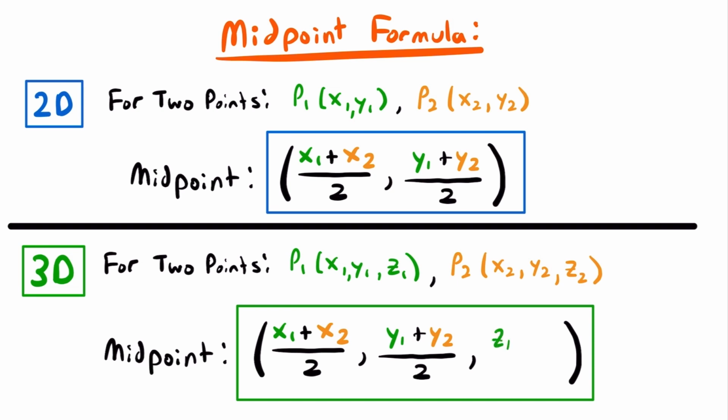We'll have z1 plus z2, and that will be divided by 2. That represents the average of those 2 coordinates. And so this right here is the midpoint formula. We can find the point between 2 points in the 3D coordinate system by simply taking the average of the x, y, and z coordinates for those 2 points. Let's take a look at a quick example.